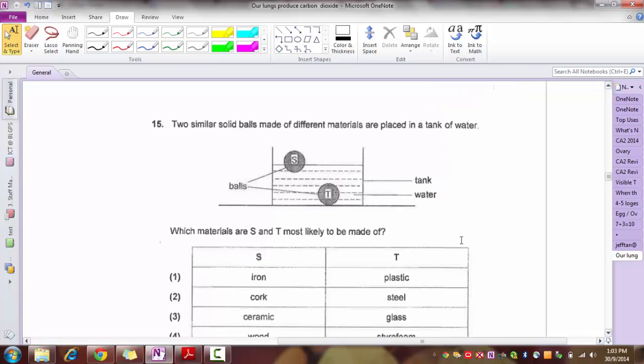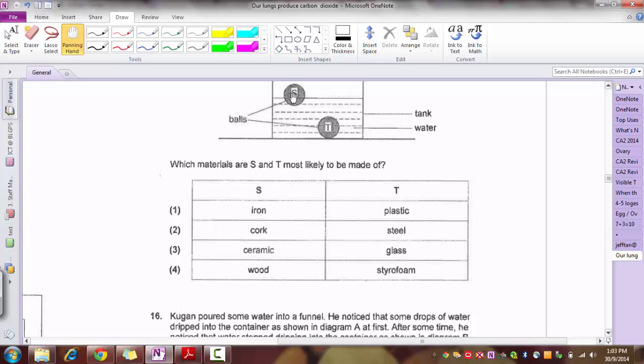Okay. Right, question 15. 2 solid balls made of different materials placed in a tank of water. What are they likely to be made of? So S can float, T sinks to the bottom. So basically this concept is testing you on what materials can float and what materials cannot float. So let's see, iron, can it float? Nope. So remember, S is something that floats, T is something that sinks. Okay, so iron cannot float, cork can float, ceramic, no, wood, yes, most likely.